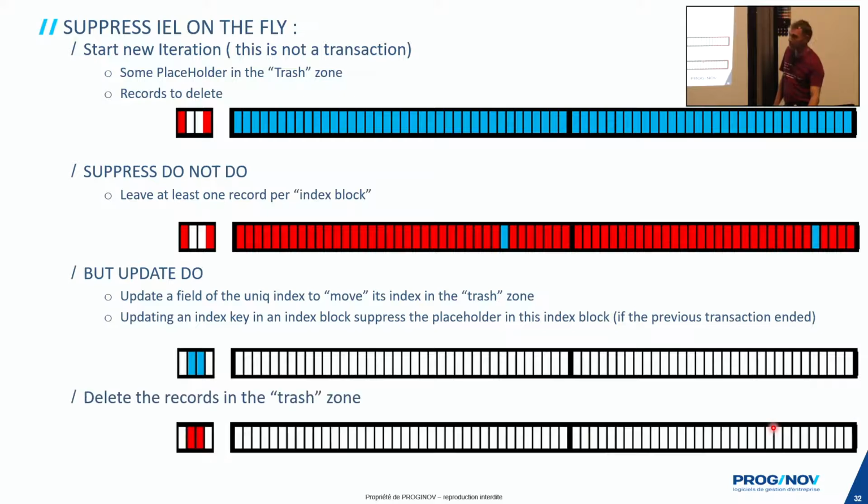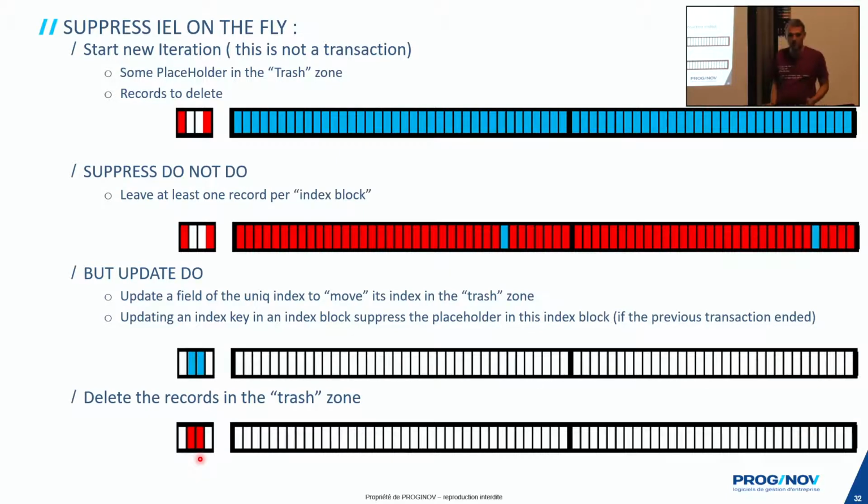And you're saying you're updating 1 key per block. That's your goal, right? Yes, at least 1 key per block to clean the whole block. After the first transaction, which deletes all the records, I then delete the records that I put in the trash zone.